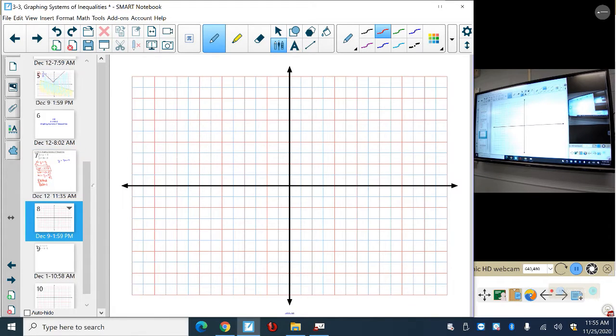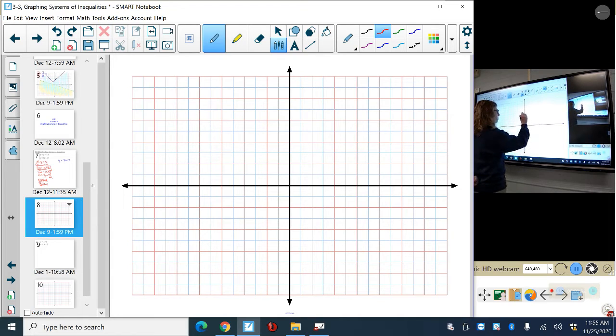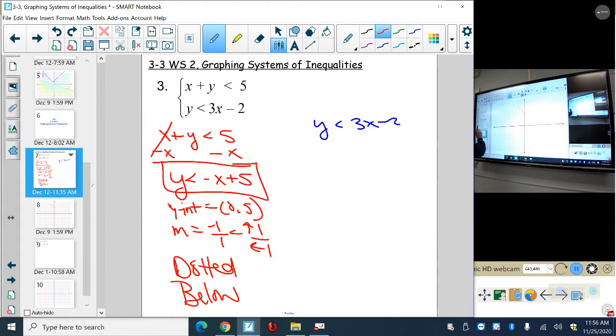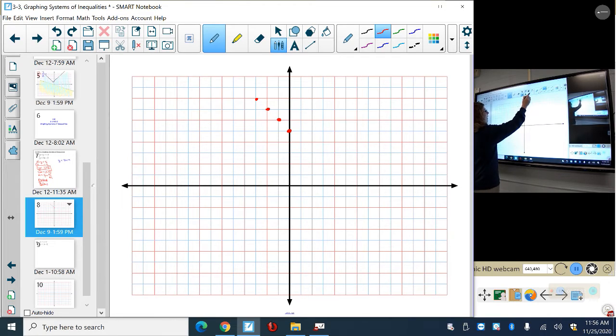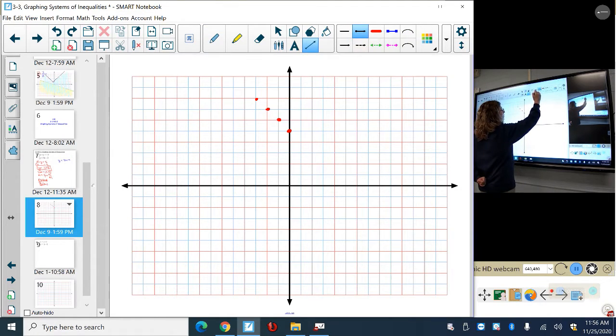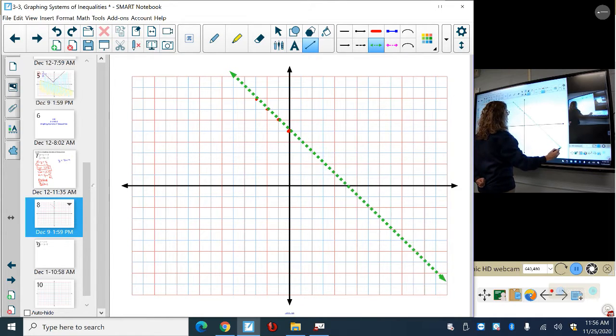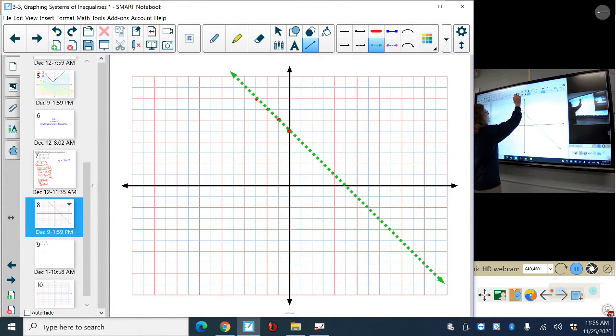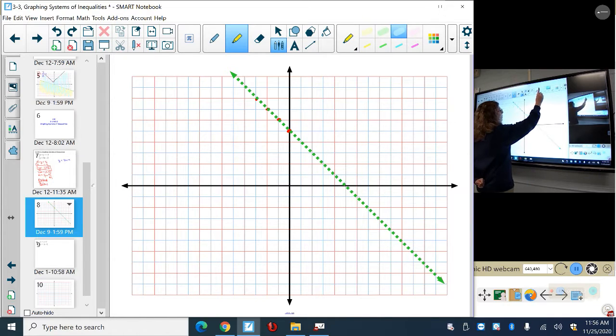So I'm going to come over here and graph that. I'm going to graph the point 0, 5, and then up 1 to the left 1, up 1 to the left 1. Where did these numbers come from? They came from here. And I'm going to connect that with a dotted line. So there's my dotted line, and I'm going to shade below that dotted line.